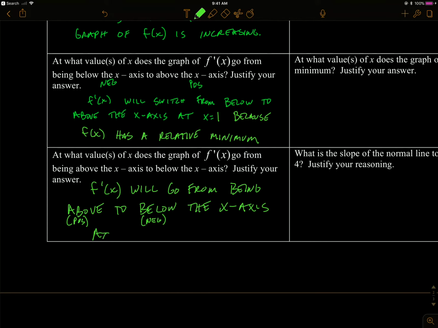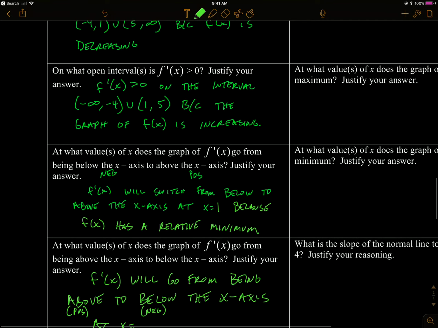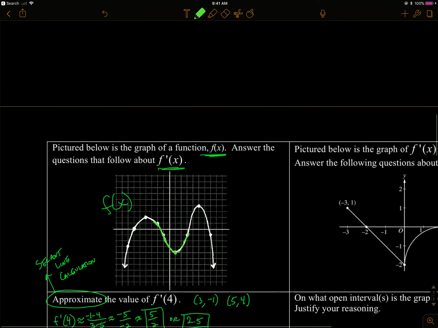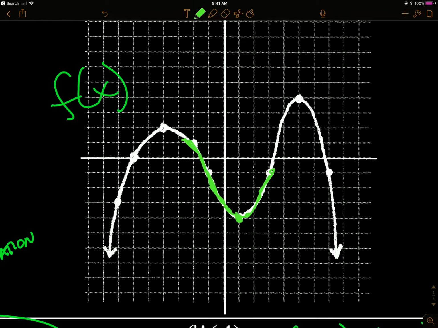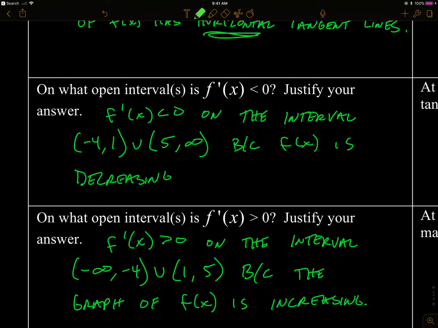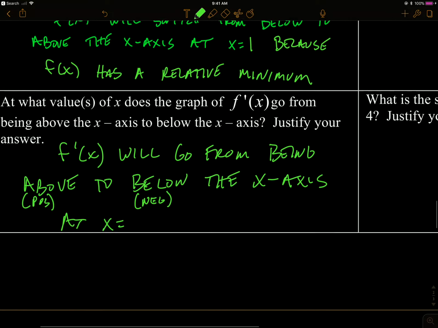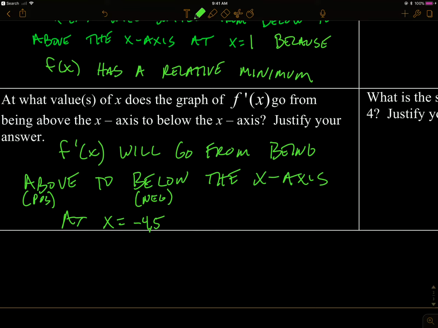At any spots where f of x has a relative maximum, because that means if the derivative is switching from positive to negative, the function has switched from increasing to decreasing. So that's going to be here at -4 and again at 5. Because f of x has a relative maximum.